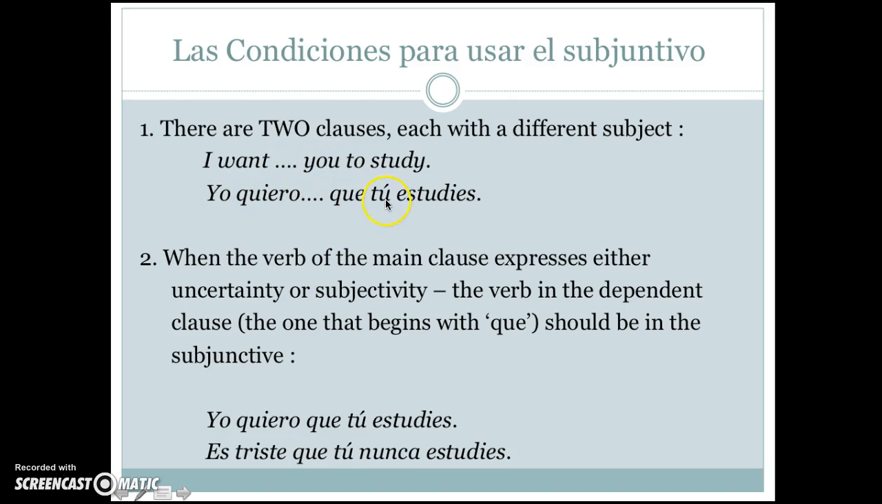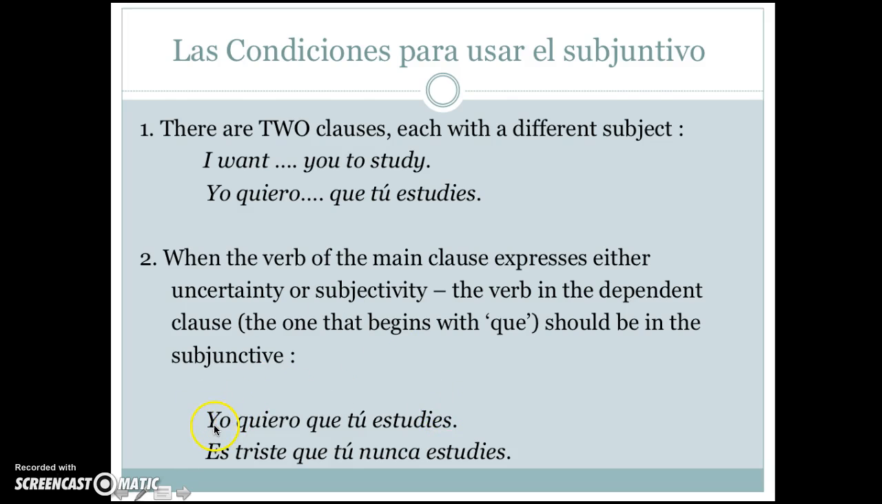Yo quiero que tú estudies en español. So I want, yo quiero, que, always linked by that word que, tú, subjunctive, estudies. So we've met our first criteria. Check. I want you to study, two different clauses, two different subjects. The second condition we need to meet is that that first clause needs to express either uncertainty or subjectivity. If it does not, then we don't use the subjunctive. If it does, then we do.